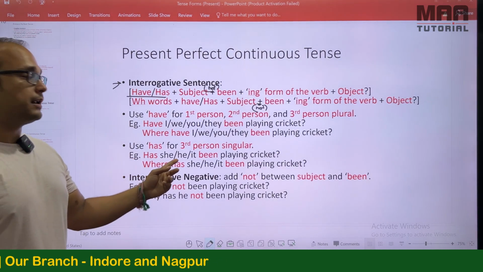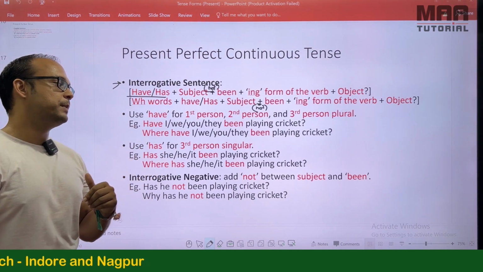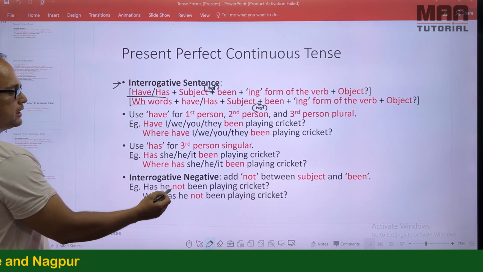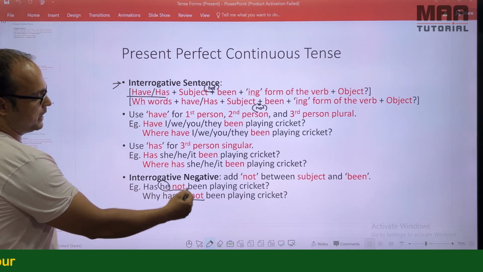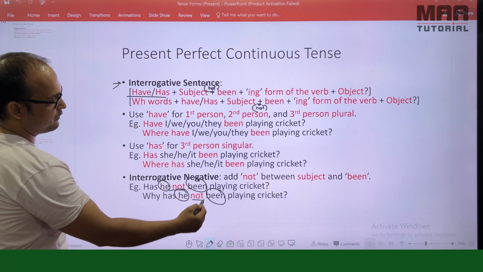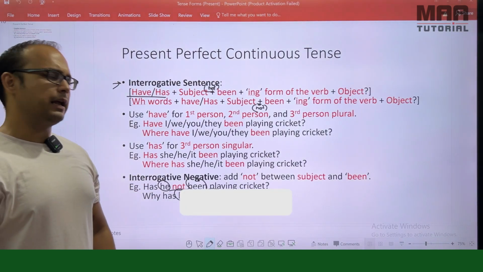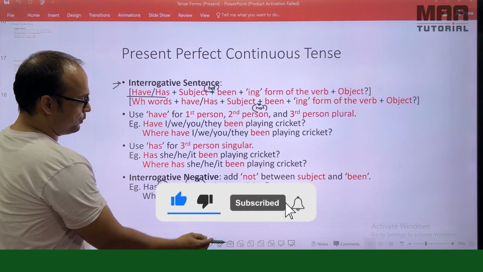Has she been playing cricket? She, he, it ke saath we'll use has because it is third person singular. Has she been playing cricket? Where has she been playing cricket? Then interrogative structure, as I already said, interrogative negative, will have the not between the subject and been. So between the subject and been, we will put the not and we get the interrogative negative. Has he not been playing cricket? Why has he not been playing cricket? Etc. etc.